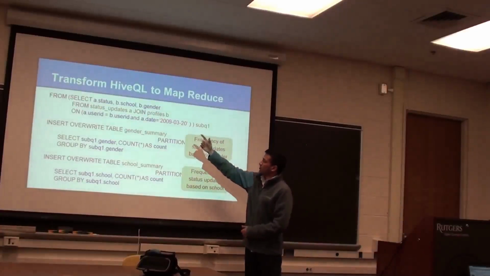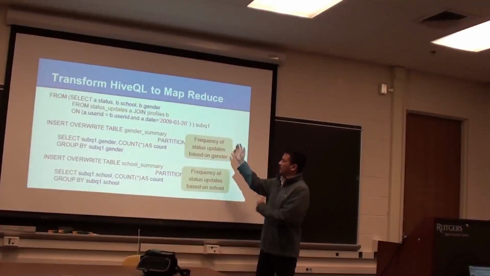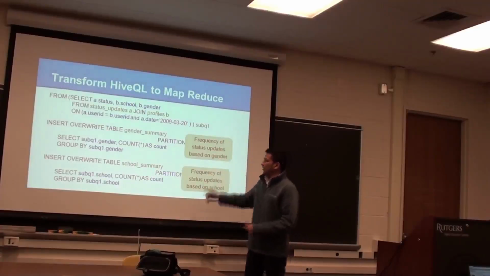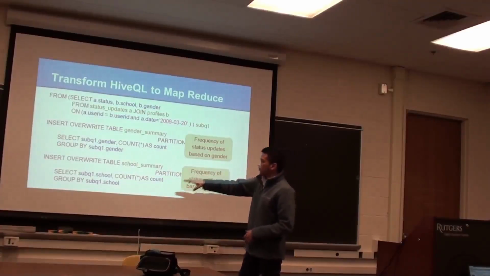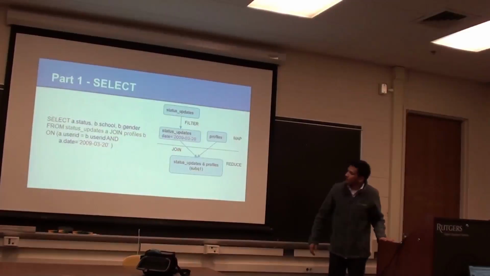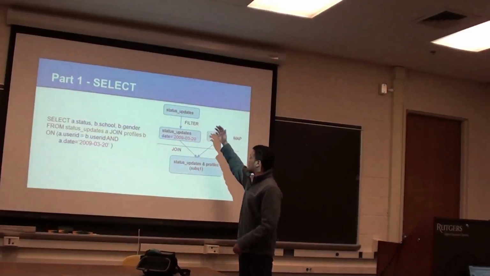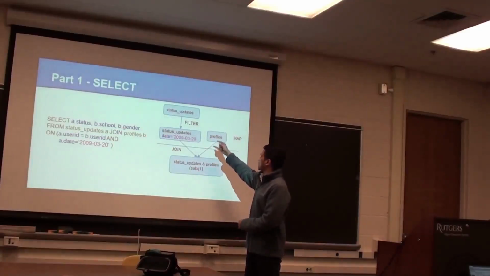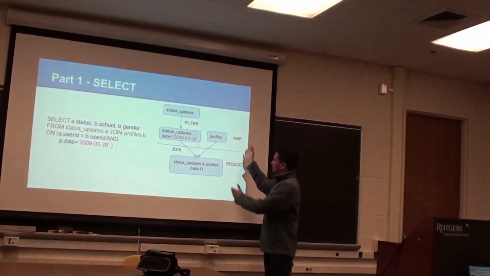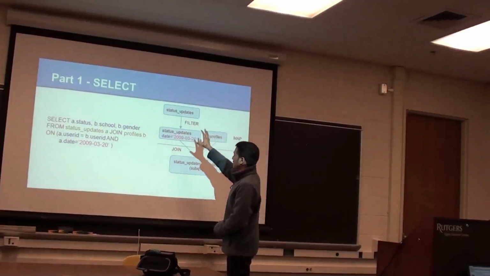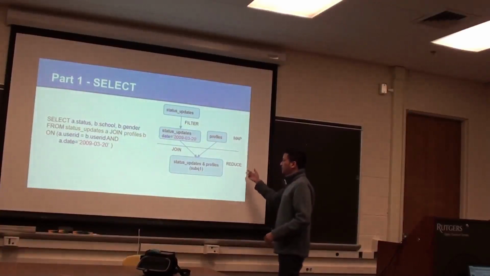First we do the join on the status update table and the profiles table based on user ID, where date is equal to this thing. The next is we want to group by gender or group by school. So for the select, first we filter the status updates using the date and select the profiles table, and that part is done in the map. The next thing is we join them, and we join them using the reduce.